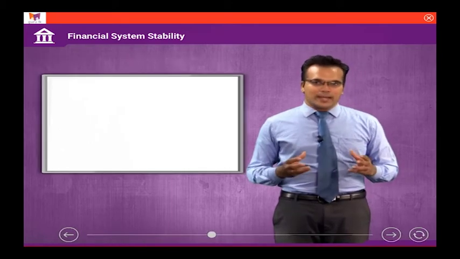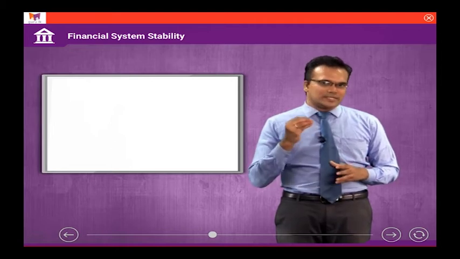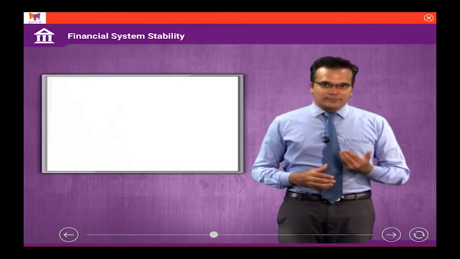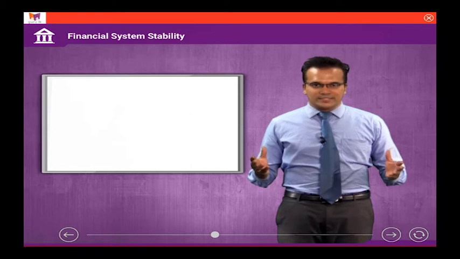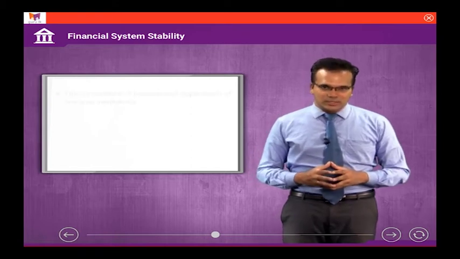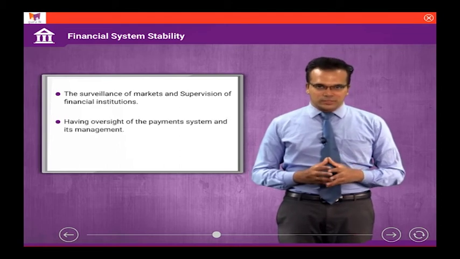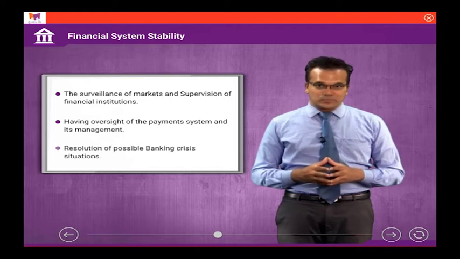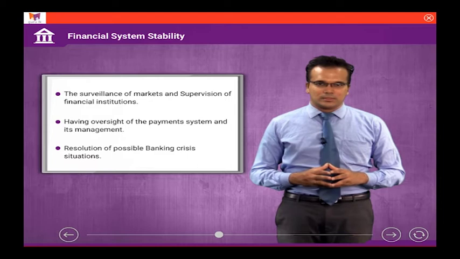The Central Bank of Sri Lanka maintains the financial system stability through a series of important activities for prevention, detection, and reduction of threats to the financial system as a whole. This series of activities involves the surveillance of markets and supervision of financial institutions, having oversight of the payment system and its management, and resolution of possible banking crisis situations.